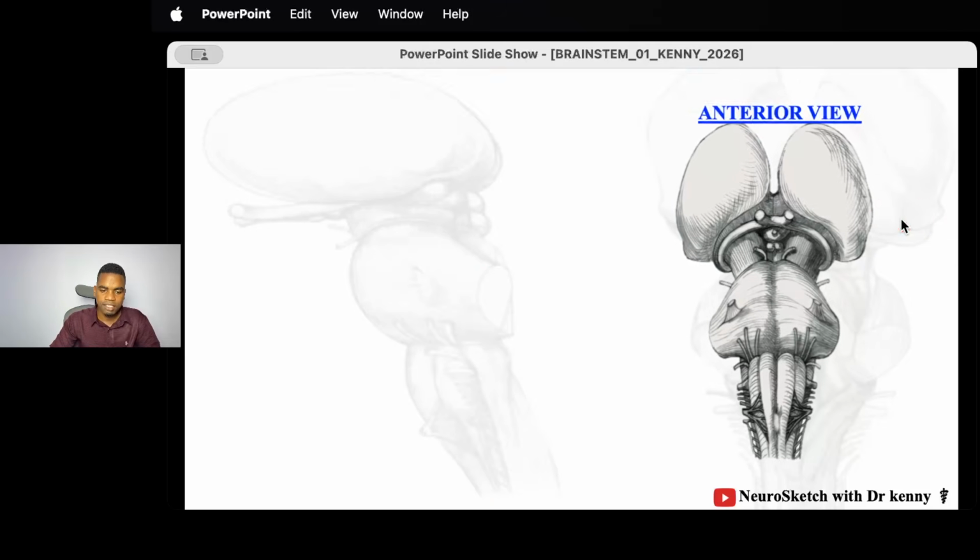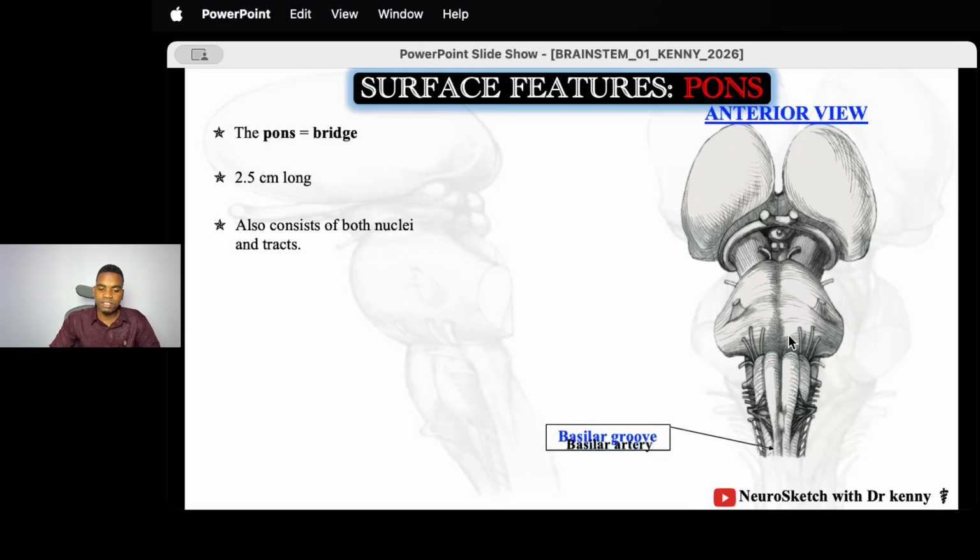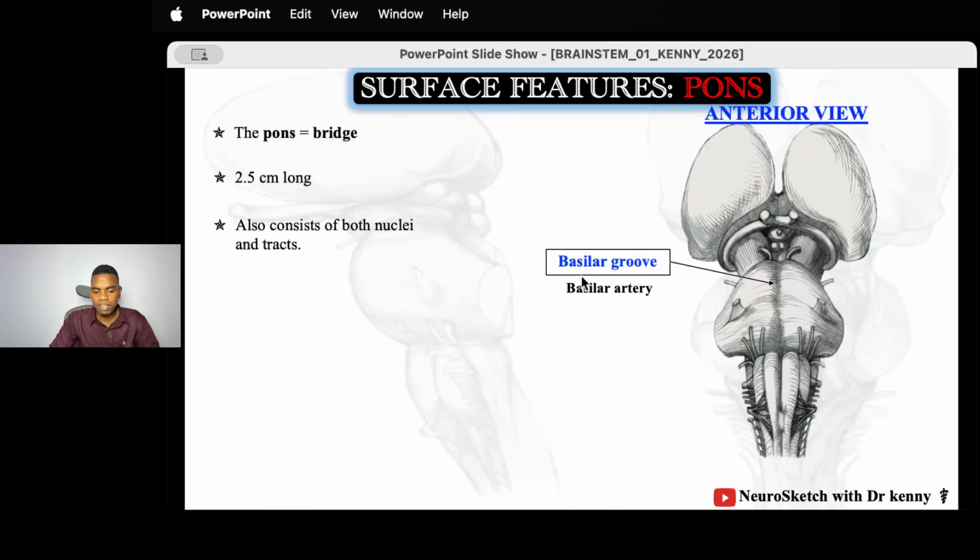Now into the next part, let's discuss the pons. The word pons means bridge. This region over here is what is called the bridge, which is usually 2.5 centimeters long. It is a bridge, but it is not a simple bridge because it has nuclei of its own that are doing different activities. We're going to see these nuclei when we are doing the internal anatomy of the pons. But on the surface anatomy, we see the pons has a groove which is called the basilar groove, and this basilar groove is usually occupied by the basilar artery. We're going to discuss them later.